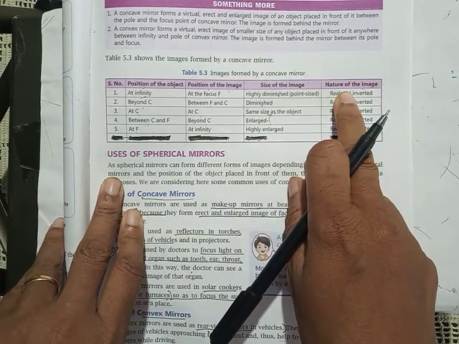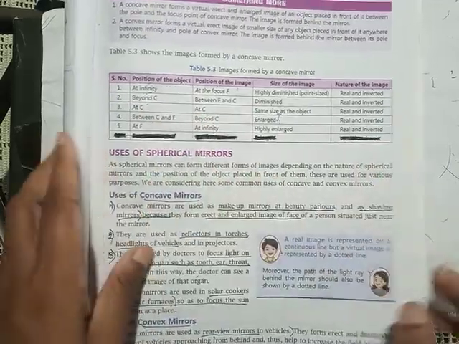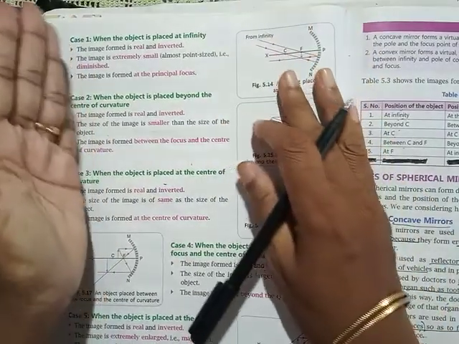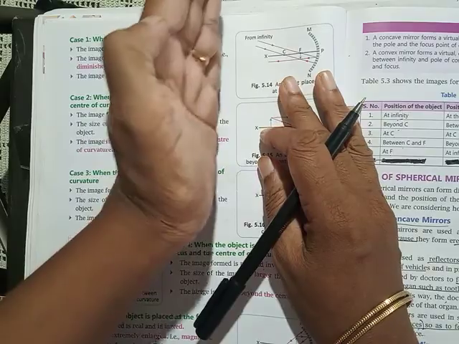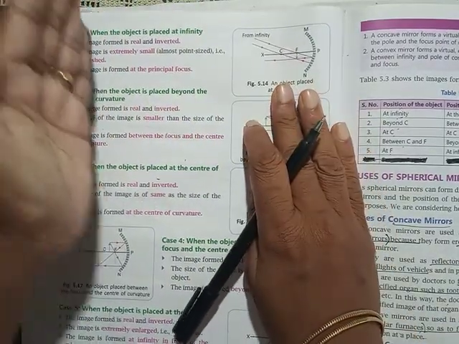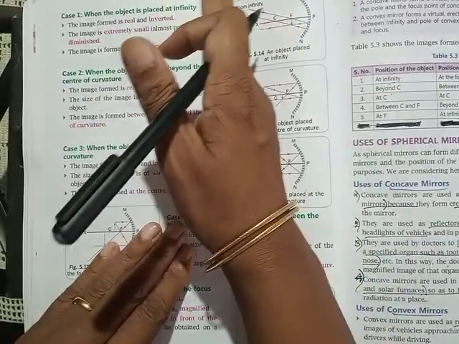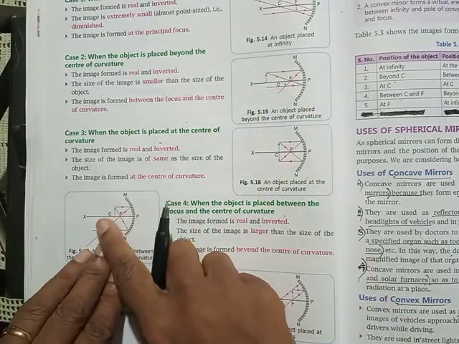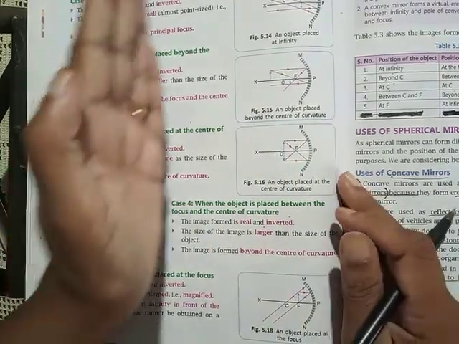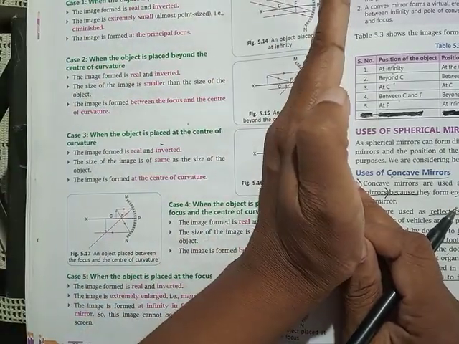So there is a table which talks about the position of the object, position of the image, size of the image, and nature of the image. Now, if you have noted all the diagrams, the object is shifting from a far away distance. We started at infinity, which means very far away. Then it was beyond C, then it was at C. Can you see the object being moved towards the mirror? Then it was between C and F, then it was at F.